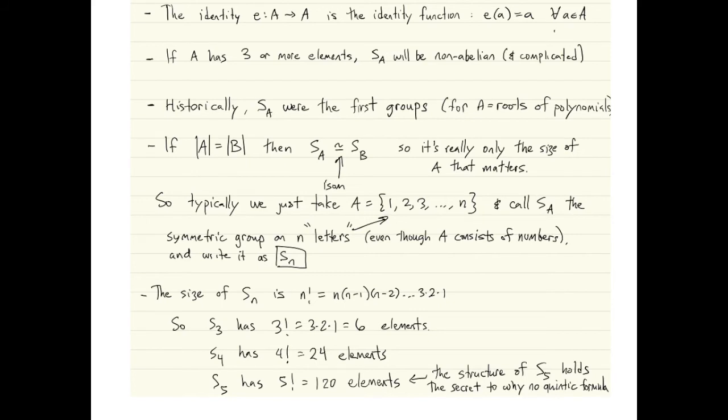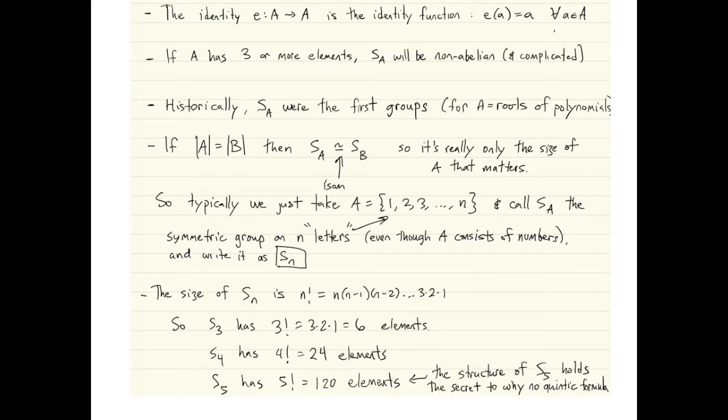And it's a fact that the size of S of n is n factorial, where n factorial means you multiply all the numbers starting at 1, 2, 3, all the way up to n, or start with n and decrease by 1 down to 1. So S of 3 is a group with 3 factorial, in other words, 3 times 2 times 1, which is 6 elements. S of 5 has 4 factorial, 24 elements. Sorry, S of 4 has 24 elements. S of 5 has 120 elements.